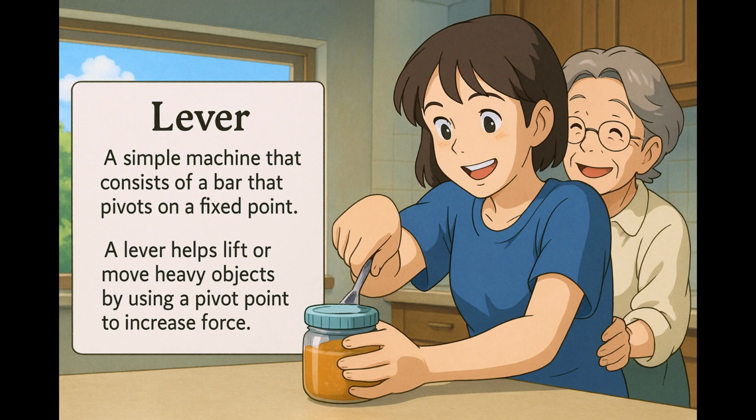a lever operates by using a bar that pivots on a fixed point to move an object. In this analogy, the spoon acts as the lever, the edge of the jar serves as the pivot point, and your hand applies force to achieve the goal of opening the jar, showing how a lever amplifies effort to accomplish a task with less force.